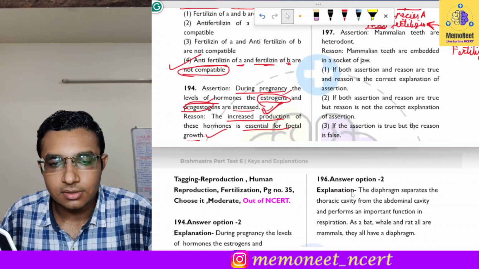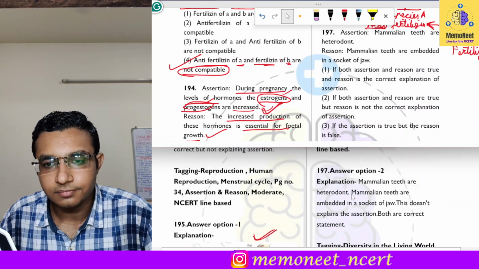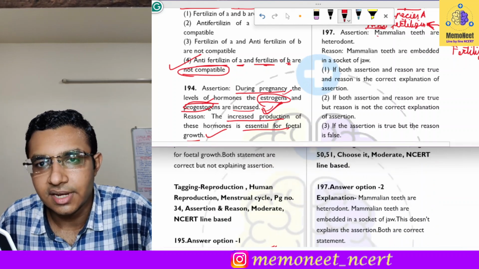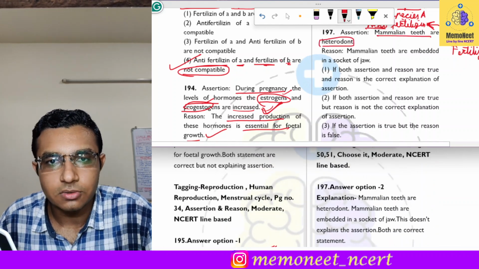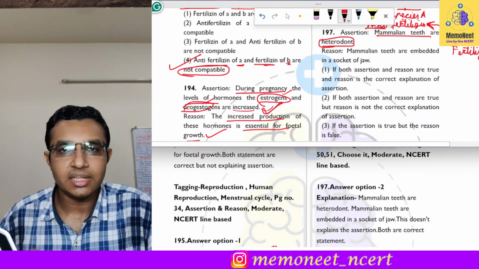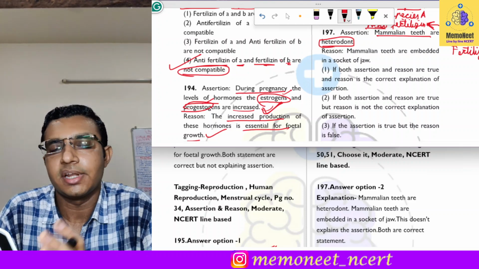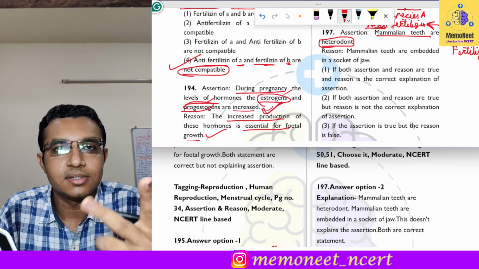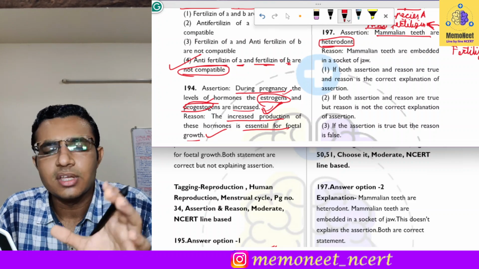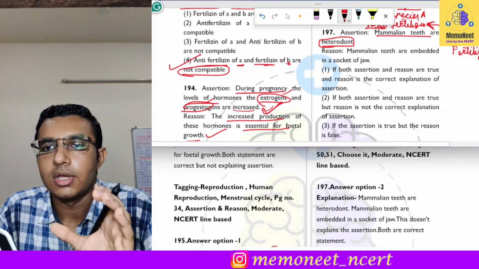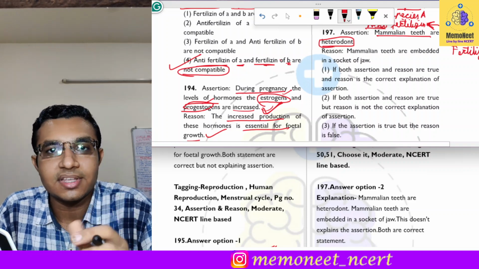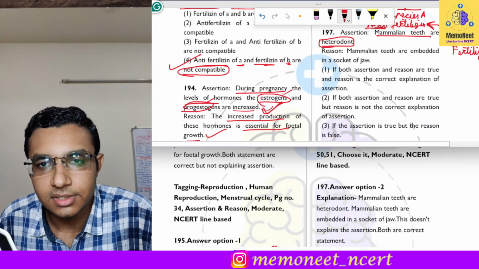Next question is an assertion reason type of question. The assertion states that mammalian teeth are heterodont. So first of all, what is the meaning of heterodont? In mammals there are different types of teeth present, as we see in humans: the incisors, canines, molars and premolars. So that is known as heterodont. So the statement that mammalian teeth are heterodont is correct. Therefore the assertion is correct.